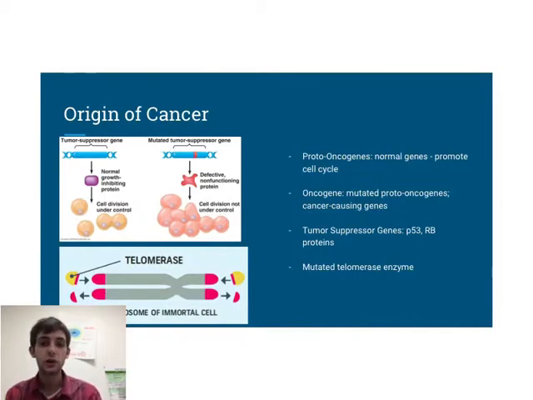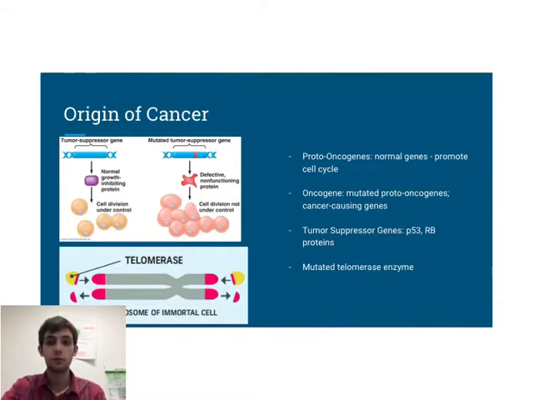When a mutation occurs in those proto-oncogenes, you can actually have what's called an oncogene, and these are those cancer-causing genes. And a way to think about these oncogenes is like a gas pedal in a car with no brake system. And so these genes tell the cell to keep going through the cell cycle, but they never stop. And so that's where you get the uncontrolled or the rapid division of cancer cells.